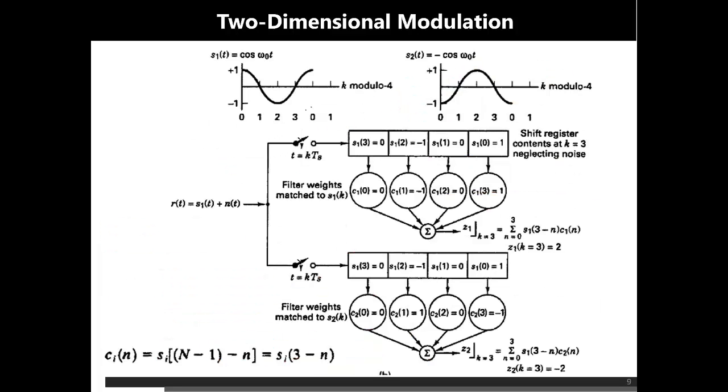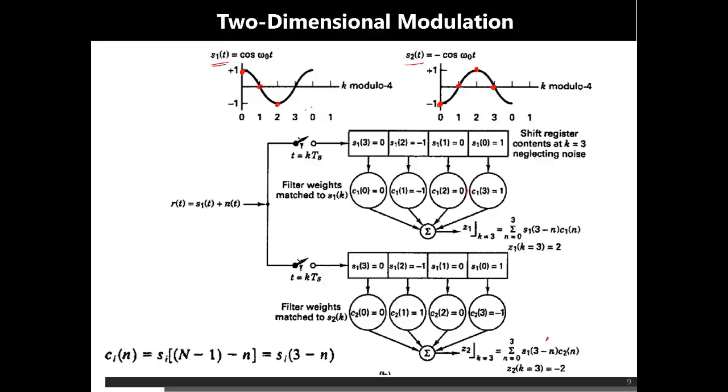For example, if we have two waveforms, because we are considering the binary case, S1 of t, which is cos omega naught t, and S2 of t, we have just seen that there is a difference of only a negative sign. So if one is cos omega naught t, the other one will be minus cos omega naught t. If the first waveform looks like this, the first sample is here, second is here, third is here, and fourth is here. Similarly, for this waveform, the first one is here, second is here, third is here, and fourth is here. So the matched filter structure will have two branches.